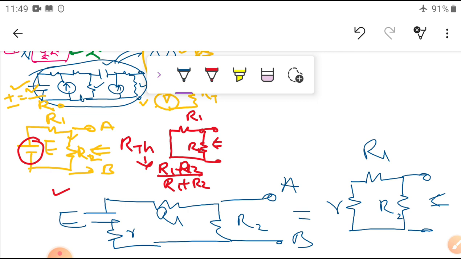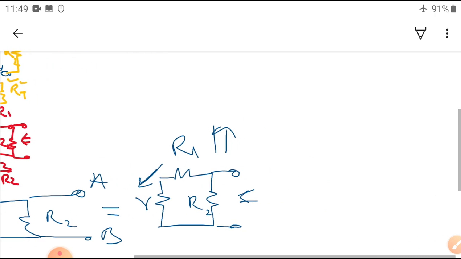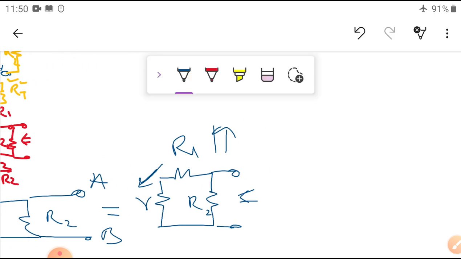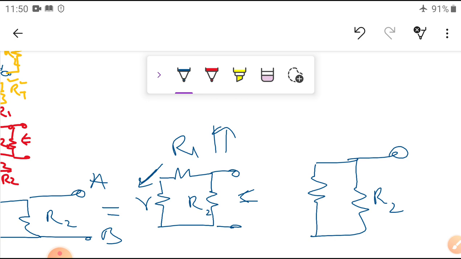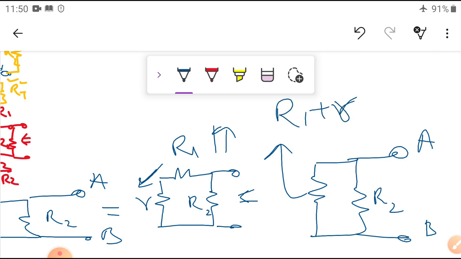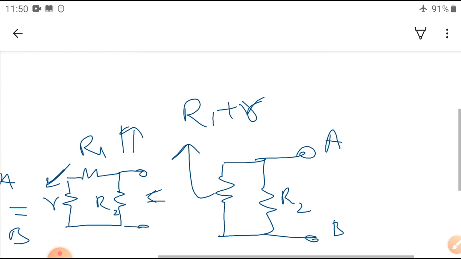All are connected, so R1 and small r are connected in series. Now what will happen? The circuit becomes this one, with R2, terminal A and terminal B. What is this value? The equivalent of R1 plus small r, both connected in series. Now both branches are connected in parallel. Further, what will happen?